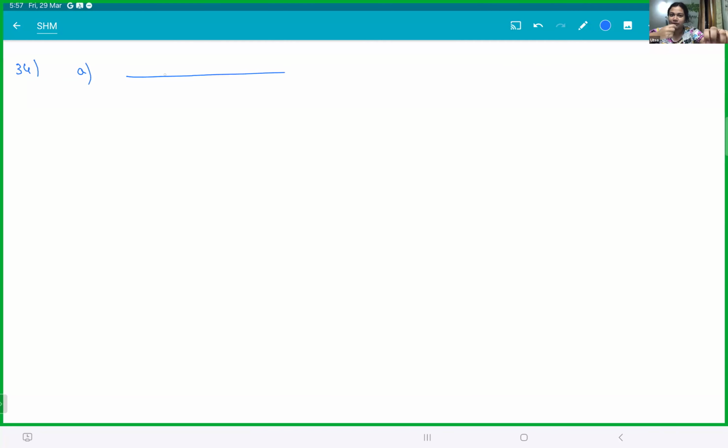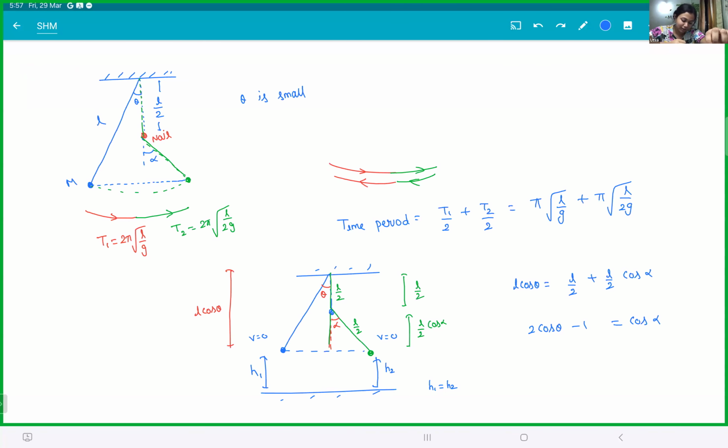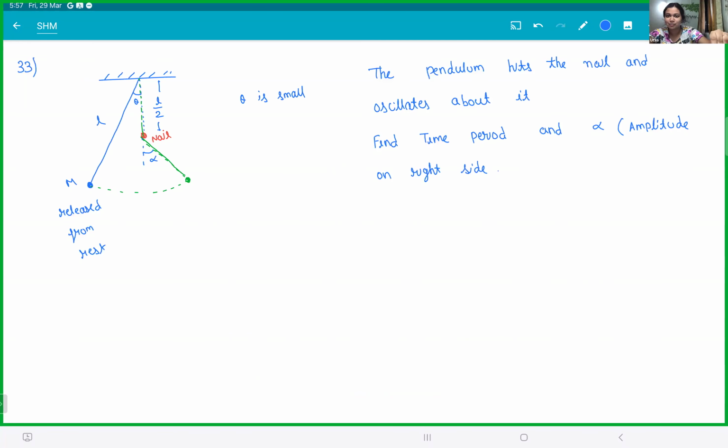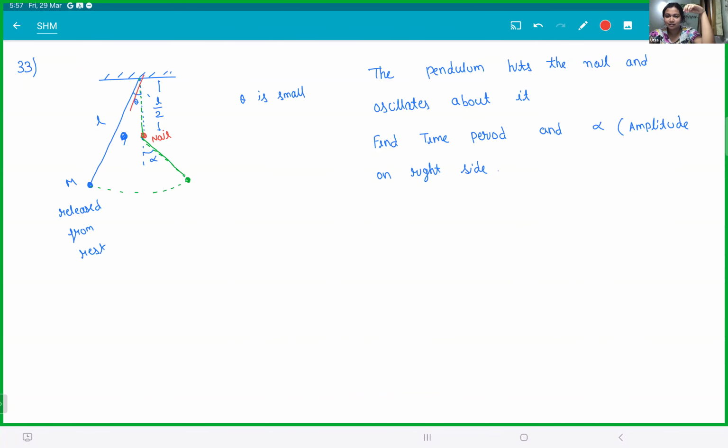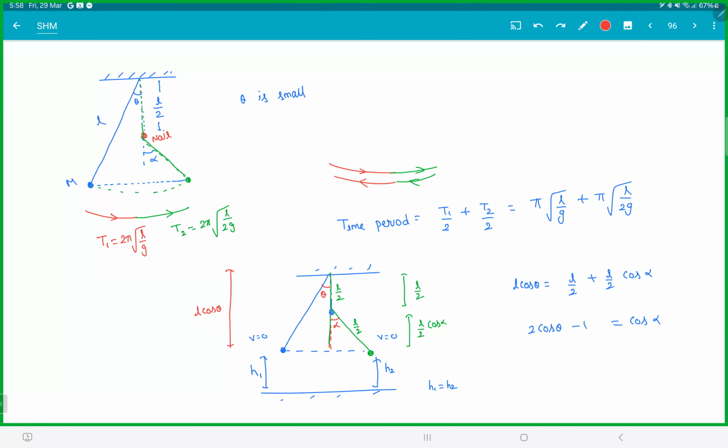Sir, in the previous question, just wanted to ask, the nail is directly below where the support is hinged. But if it was anywhere towards the left of that, would the height still be the same? The height has nothing to do with your nail. What I'm simply saying is: initial kinetic energy plus potential energy is final kinetic energy plus final potential energy. The nail's discussion doesn't even come into this statement. I was just trying to visualize it practically.